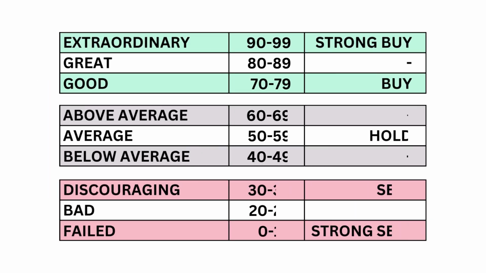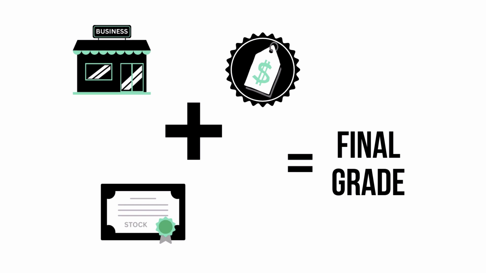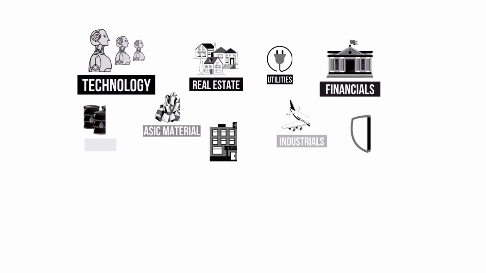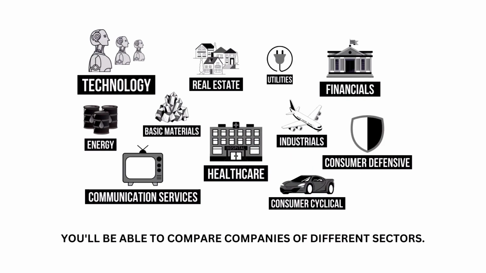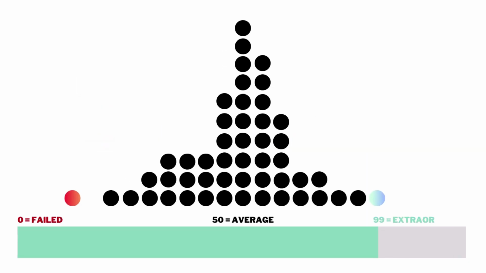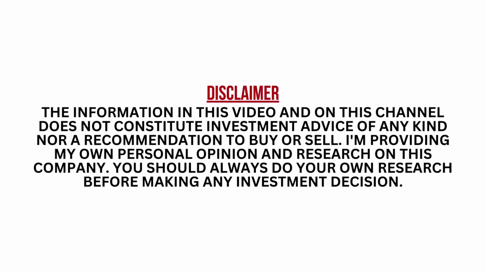Each of the three factors and 11 metrics are given a grade from 0 to 99, with 50 to 59 being considered average. When we've got the three factors graded, we combine them to get our final grade. Each company belongs to a specific sector of the economy. My analysis normalizes the data so that you can compare companies between sectors. Most companies will fall into that average range, since most companies are indeed average long-term investments. I encourage you to pause this video anytime so you can better understand the numbers.